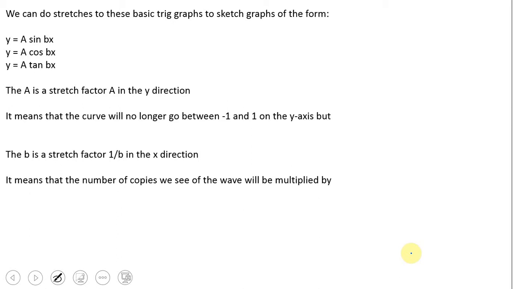because the tan curve will retain its same shape and go off to infinity and minus infinity on the y-axis. But for a sine and cosine curve, instead of going between -1 and 1, it'll now go between -a and a. Whereas the b is a stretch factor 1 over b in the x direction. And this means that the number of copies we see in the wave will be multiplied by b. So if we normally get one copy between 0 and 360 of the sine x curve, if we were to replace x with 2x, we'd see 2 copies of the sine wave curve between 0 and 360.